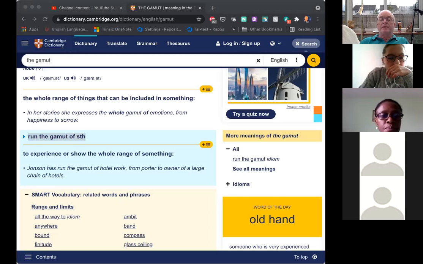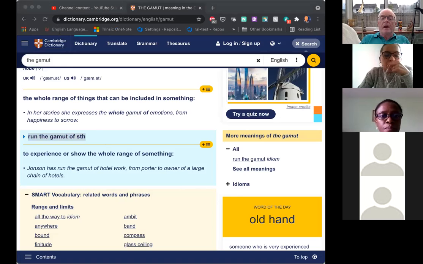That's gamut. We've done adumbrate. Here's another good word. I'll write it in the chat first of all to capture it. Acumen.